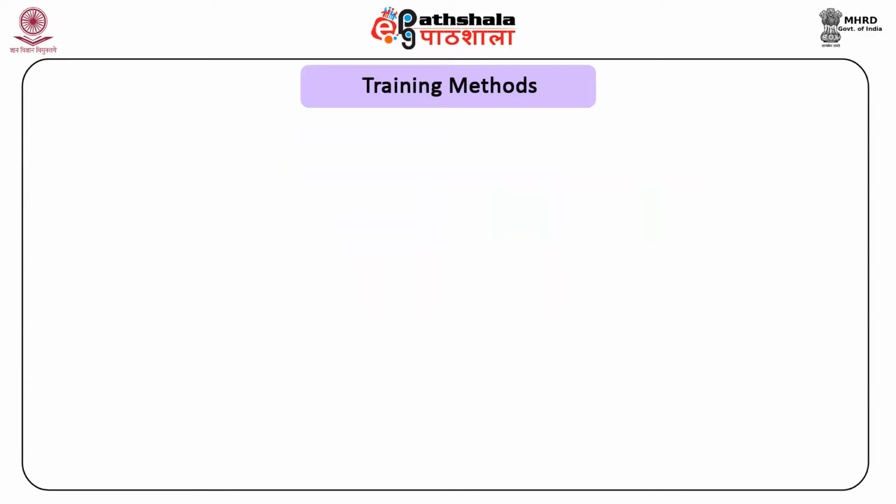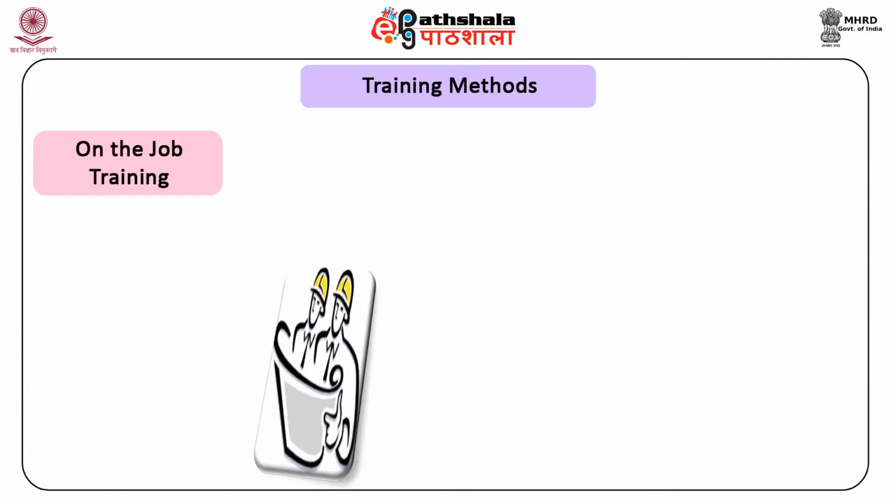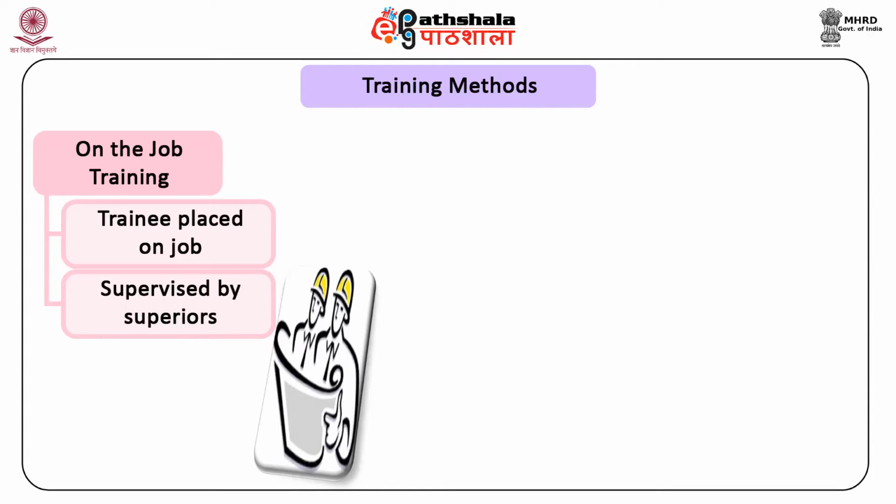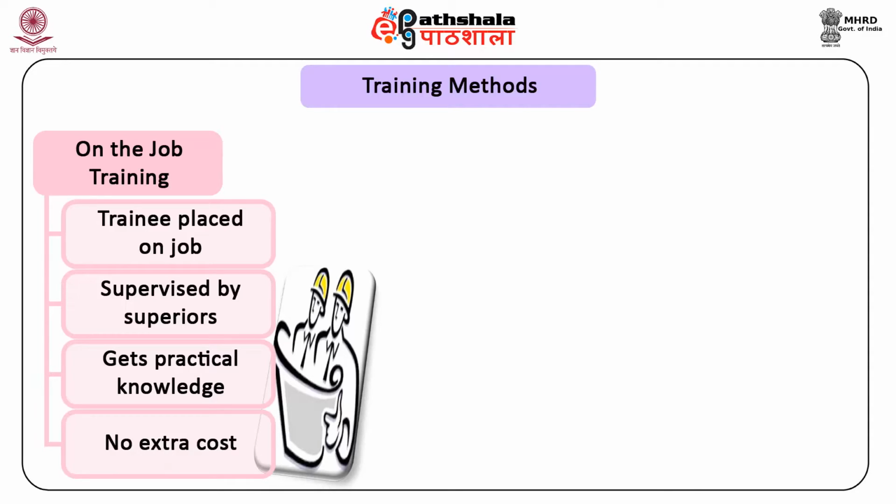Now we will discuss the training methods. These are on the job training. The trainee is placed on the job, supervised by his superiors, and taught the necessary skills to perform it. This method motivates employees because they are learning while doing and getting practical experience in a real-time working environment. No separate space is required, so there is no extra cost.